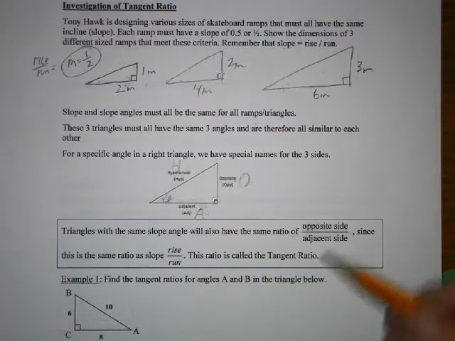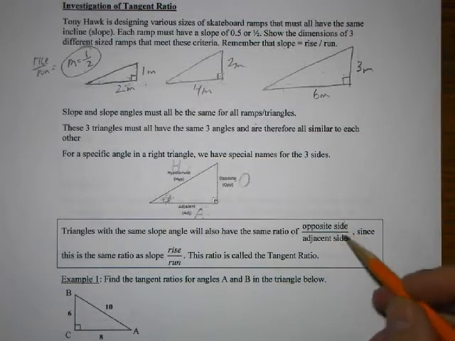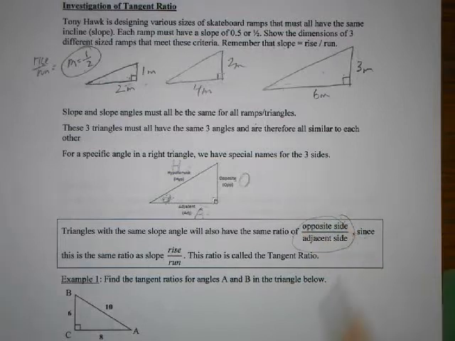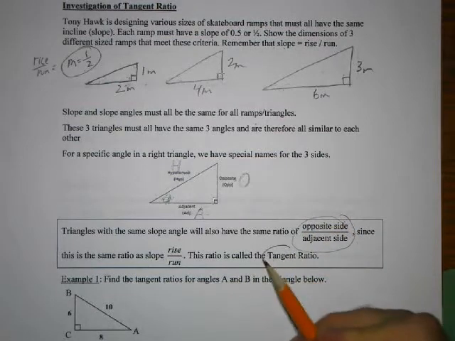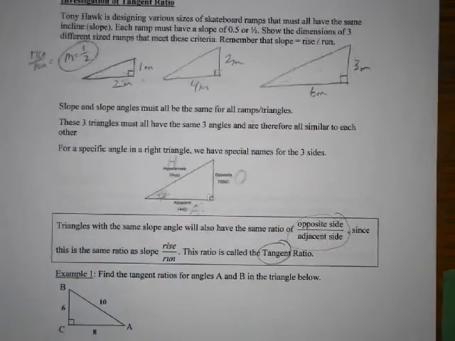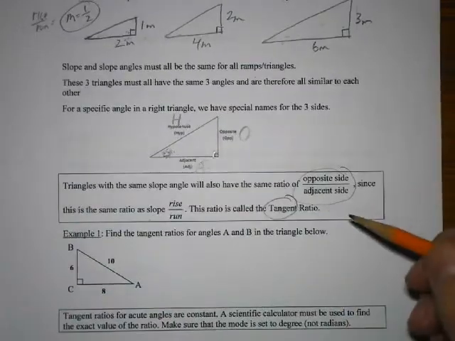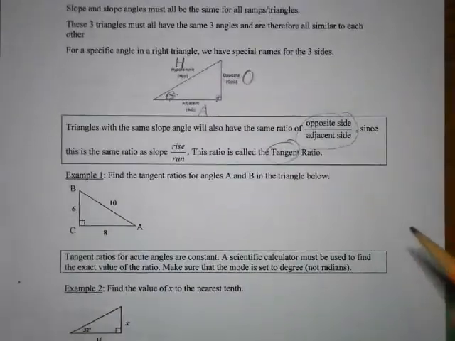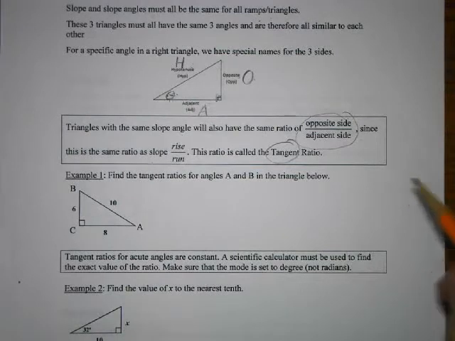And we have a special name for this opposite over adjacent ratio. We call it the tangent ratio. And we're going to shorten that to tan all the time. All right, so you're going to see we're actually going to use our calculator. We're going to use that tan button that's been on your calculator all these years, and maybe you didn't know what it was for, but today we're going to use it. And we're going to use it to determine things like unknown sides and angles. So that's pretty cool.